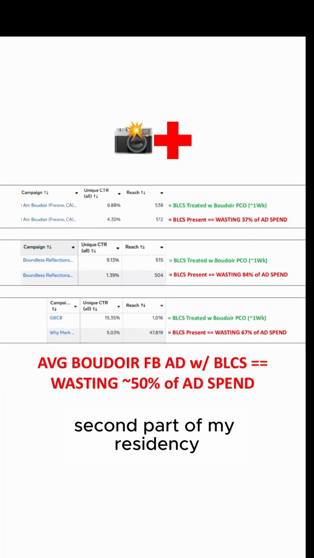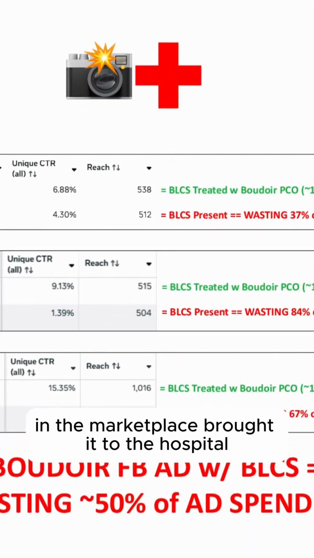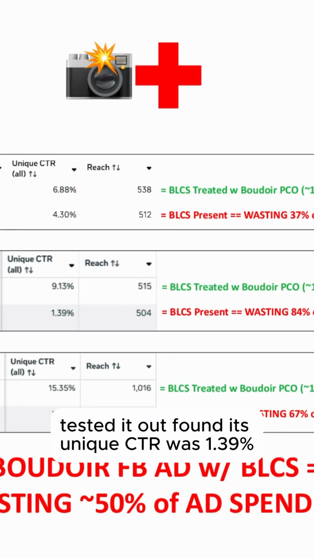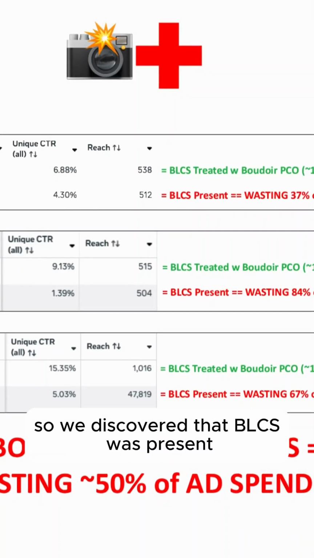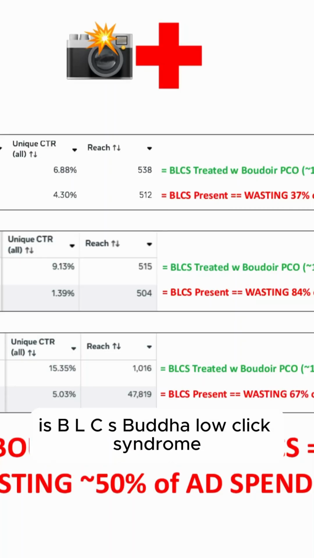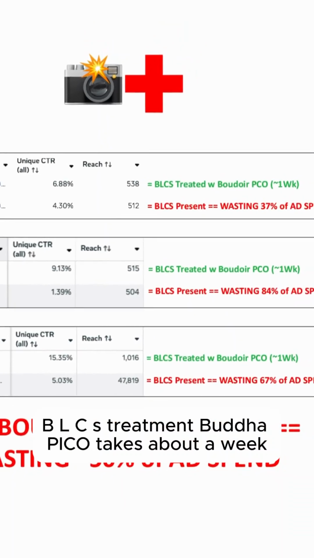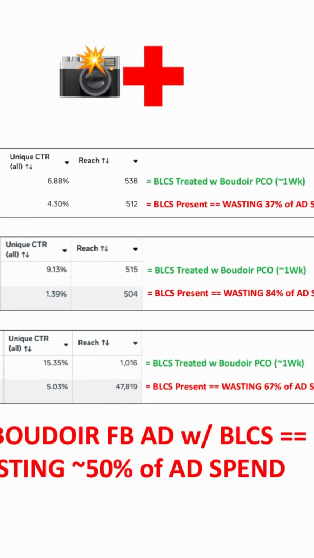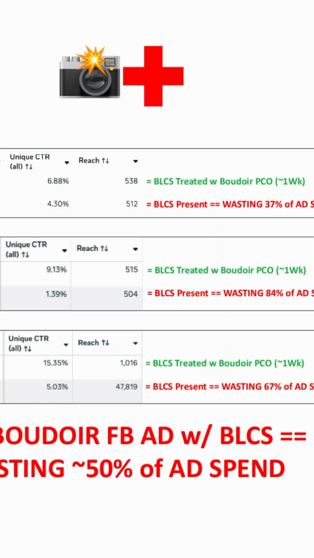All right, second part of my residency. I found another Boudoir Facebook ad out there in the marketplace, brought it to the hospital, tested it out, and found its unique CTR all was 1.39%. So we discovered that BLCS was present. Unique CTR all under 6% is BLCS, Boudoir Low Click Syndrome, but we got the treatment for it. BLCS treatment with Boudoir Pico takes about a week. And as a result, we got the unique CTR all up to 9.13%.